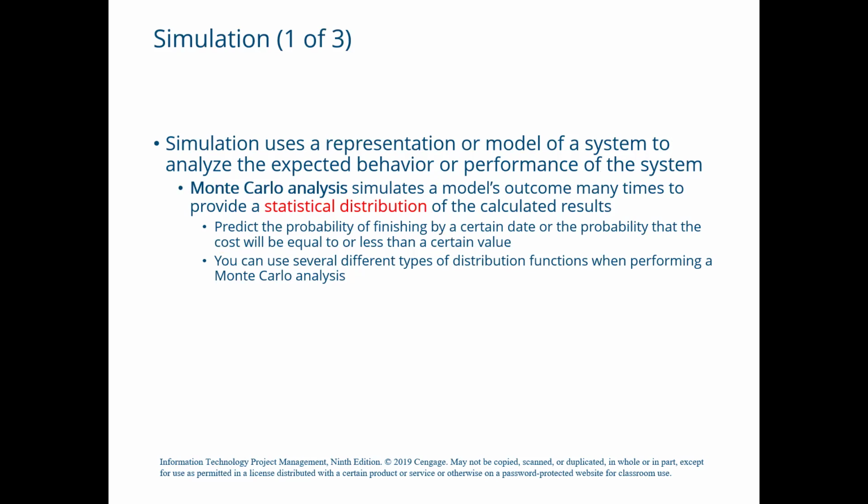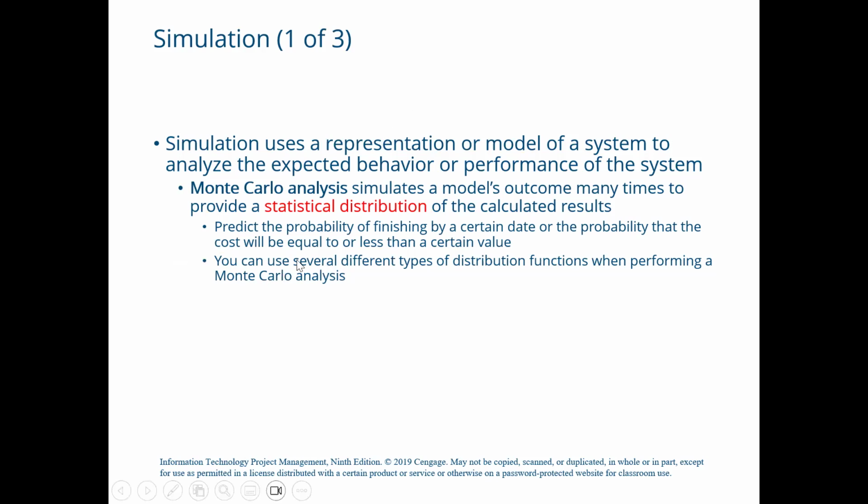It predicts the probability of finishing by a certain date or the probability that the cost will be equal to or less than a certain value. For example, Monte Carlo analysis can determine that a project will finish by a certain date only 10% of the time and determine another date for which the project will finish 50% of the time. In other words, Monte Carlo analysis can predict the probability of finishing by a certain date or the probability that the cost will be equal to or less than a certain value.